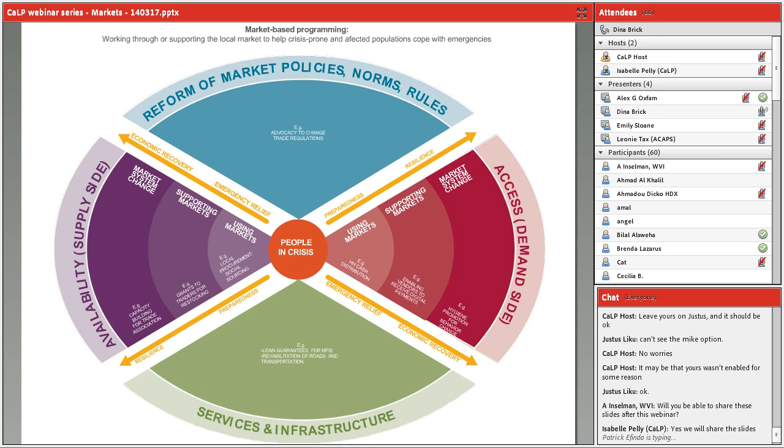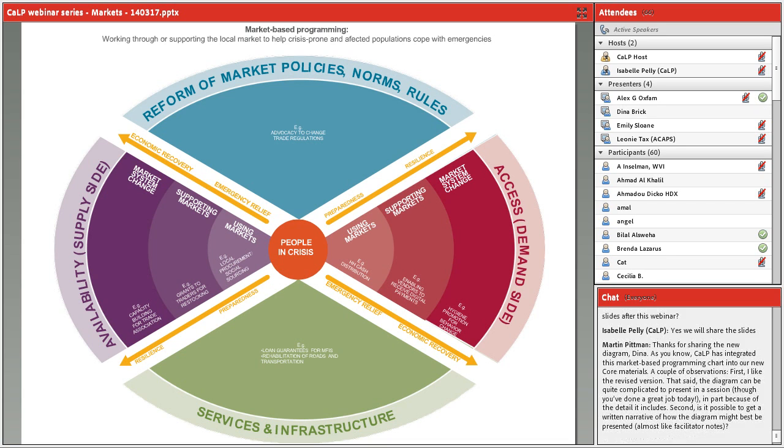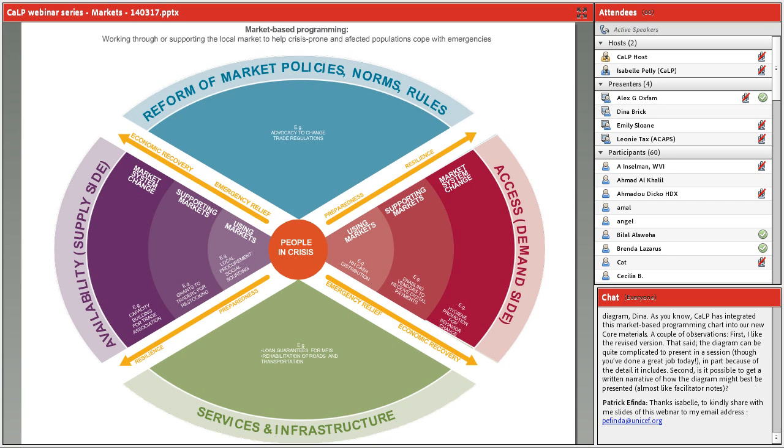So that's it for the current revised market-based framework. I'm happy to take feedback and questions, and this is something we can also feed back to the Markets in Crisis group that was designing this initial framework. Thank you.